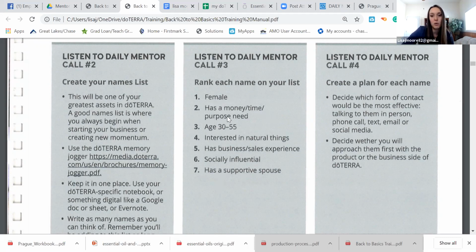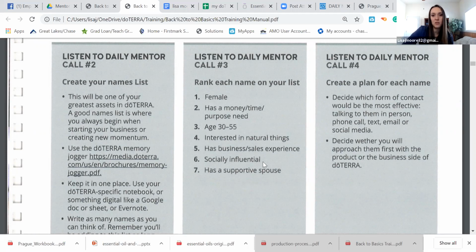Has a money, time, or purpose need. So they need to have a need. They need to have a hunger. So if it's a money, time, or purpose need, that's another point. Between ages 30 to 55, this is a little bit flexible, but a lot of times younger people don't have as many health goals, and so it can be a little more difficult for them to have those different experiences. Interested in natural things, has business or sales experience, socially influential.